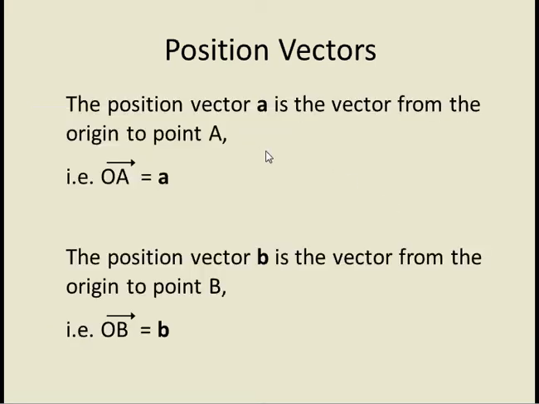Position vector A is the vector from the origin to point A, so it's OA. Position vector B is the vector from the origin to point B, OB. Every position vector will be called OA, OB, OC, OD, OE, OW, OX, whatever. And we'll start with O because it's coming from the origin.